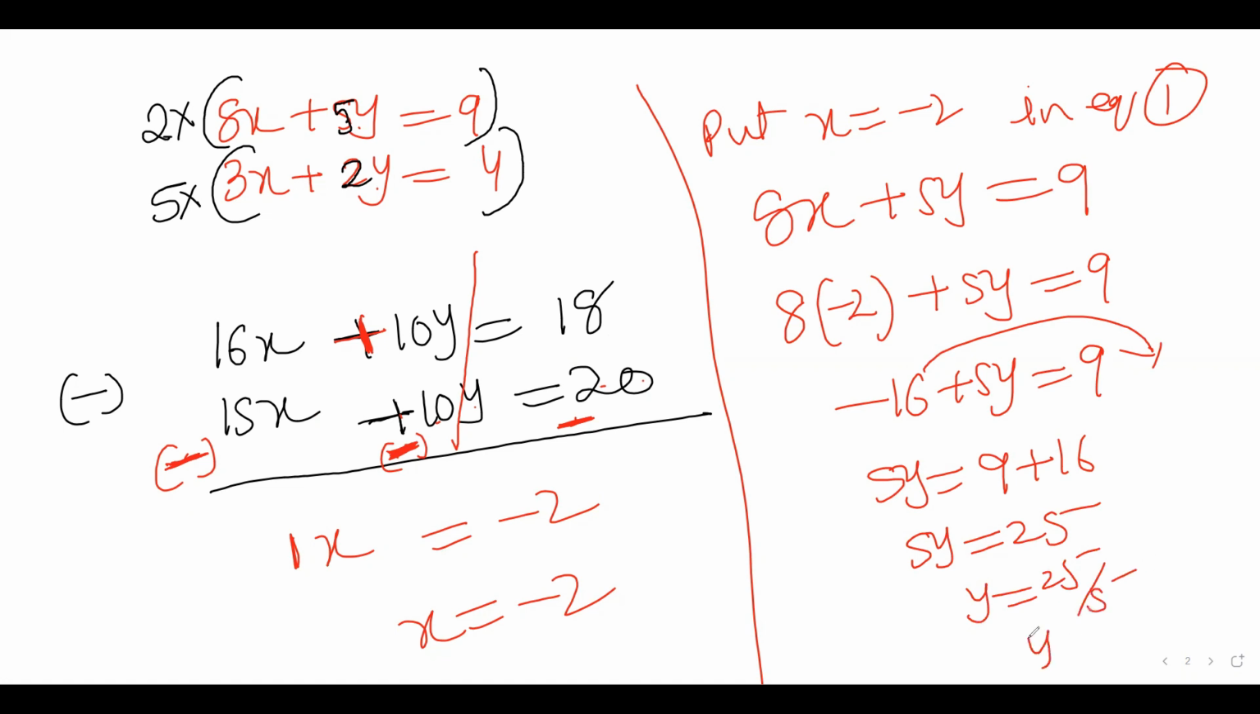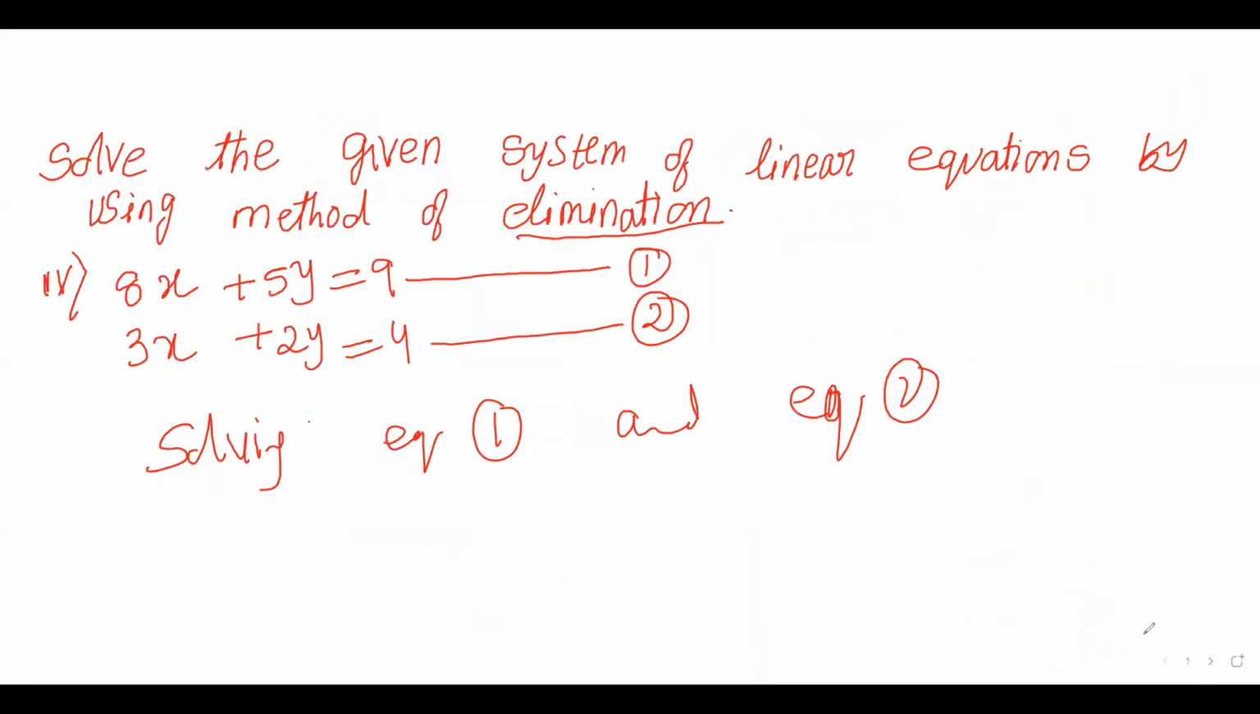by 5, y is equal to 5. So the final answer: x is equal to minus 2, y is equal to 5. Substitute these values in the equation, x is equal to minus 2, y is equal to 5.